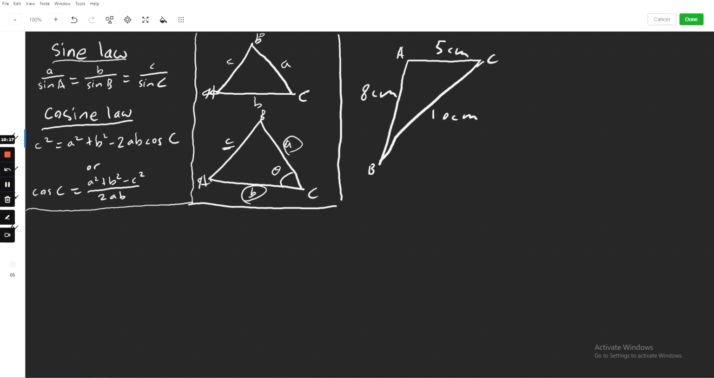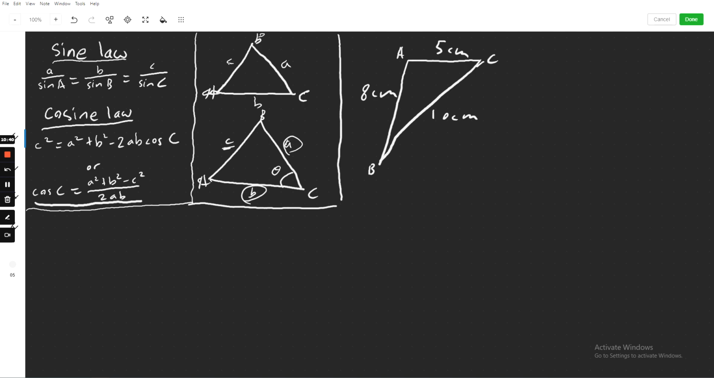So we have all three side lengths, meaning that we can use this version of the cosine law in order to determine unknown angle measures. Then after we find one unknown angle measure, we can use the sine law to find the other unknown angle measures.